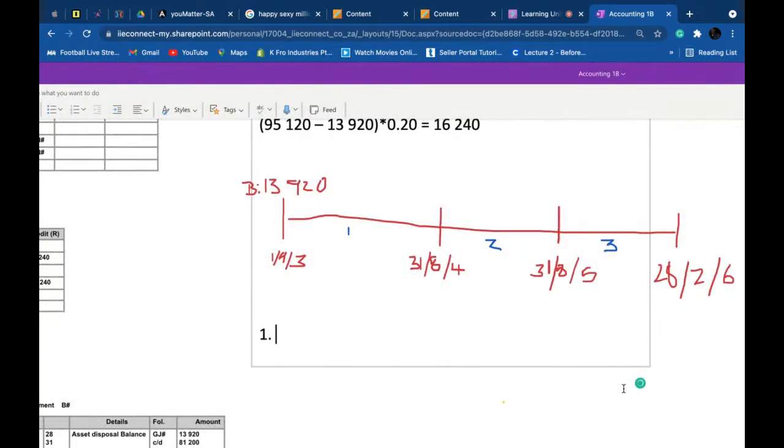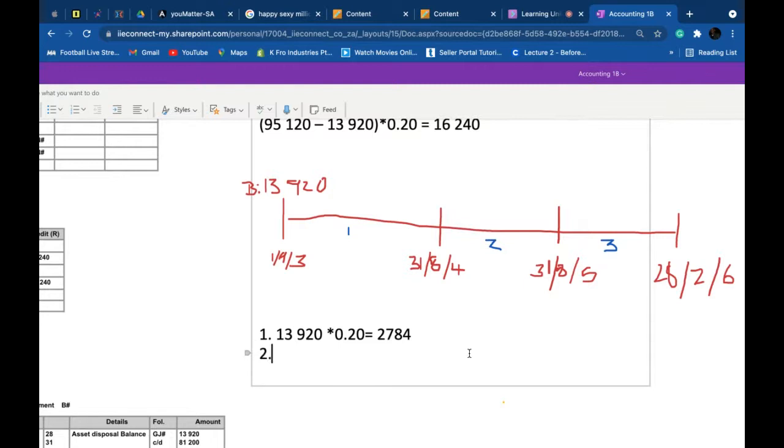So for the first, we are saying 13,920. Sorry, 20% times 13,920, 0.20. And that gives us how much? 2,784. Okay. And the next 12 months is going to be the same calculation. I'm just going to write it out though. 0.20. We get the same thing, 2,784.